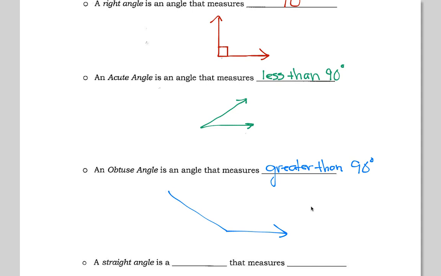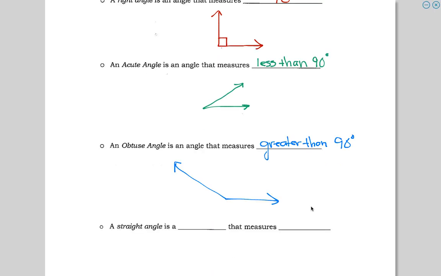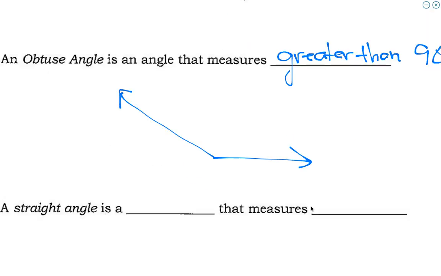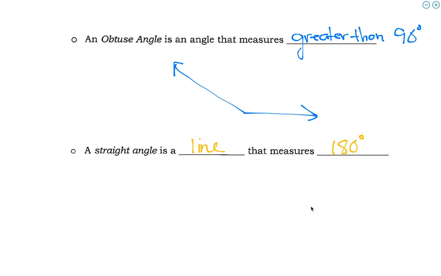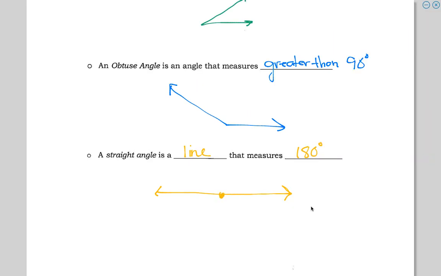It's a bad arrow. Let me redraw that. And a straight angle is a line that measures 180 degrees. So basically, it's all the way opened up. It's two 90-degree angles against each other.